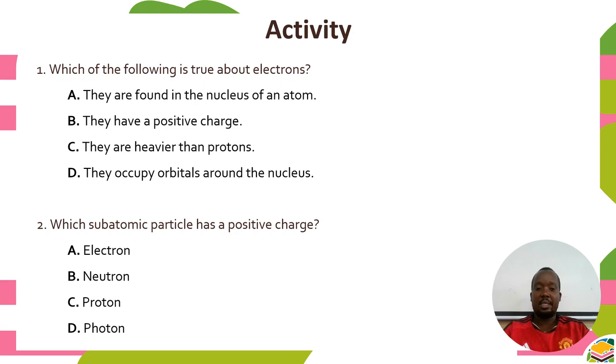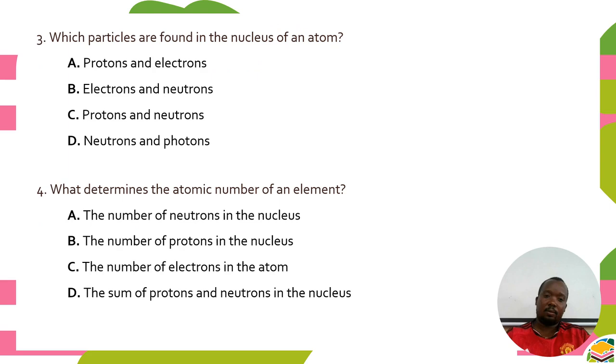Question 2, which subatomic particle has a positive charge? A, electron, B, neutron, C, proton, D, photon. Question 3, which particles are found in the nucleus of an atom? Is it A, protons and electrons, B, electrons and neutrons, C, protons and neutrons, or D, neutrons and photons?